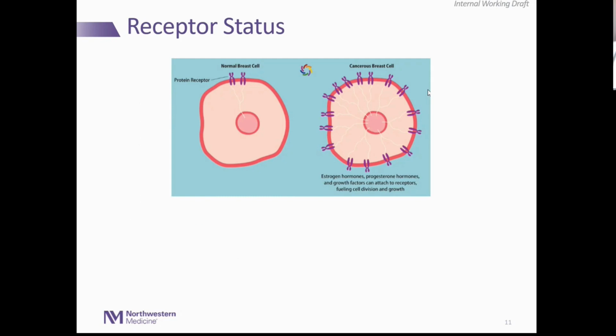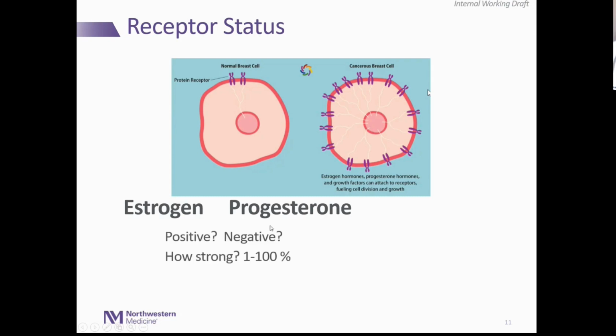So receptor status. On your pathology report, you will see receptors. With DCIS, we do check 2 receptors, the estrogen and progesterone. Within the estrogen and progesterone, we'll want to know whether it's positive or negative, and if it is positive, how strong, and you'll get a range between 1 to 100%.